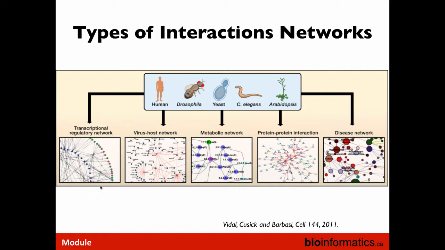And as such, when you take into account different considerations about genes, proteins, and small molecules, you get these different types of networks. So we have the transcriptional regulatory network, where the nodes within that network could represent transcription factors and the putative DNA regulatory elements. And the edges are just demonstrating the relationship between those two entities. Michael Hoffman tomorrow will tell you more about this type of network. Virus-host networks: the nodes represent viral and human proteins, and the edges are representing the relationship between those two nodes.